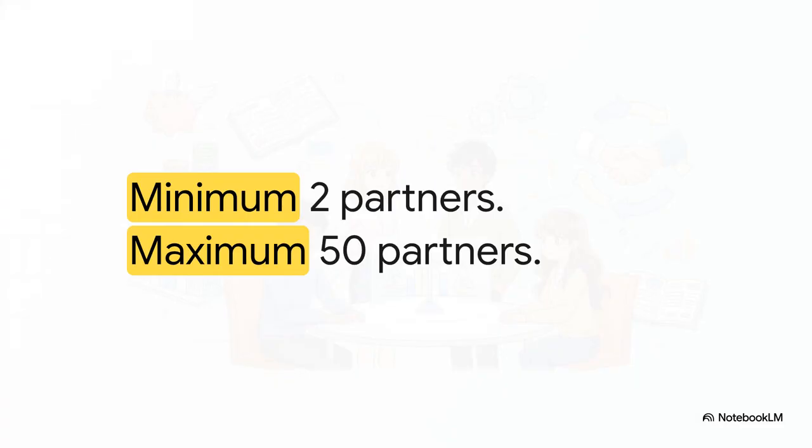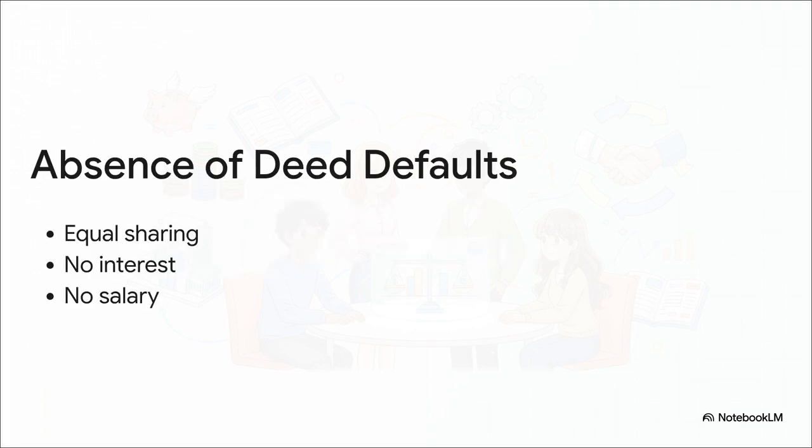And of course, literally any multiplayer game has player limits, right? A partnership is no different. You need a minimum of 2 partners to even get started, but you can't just invite everyone you've ever met. The maximum limit is strictly capped at 50 partners. Now, normally, partners will agree on the rules of their specific game through an oral or written agreement, and a written one is called a partnership deed.